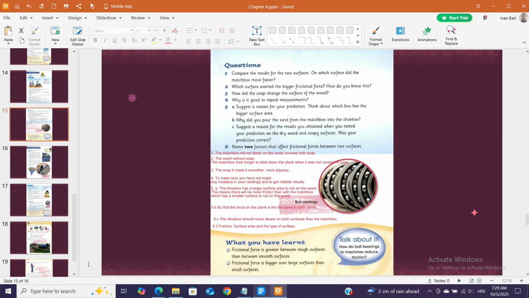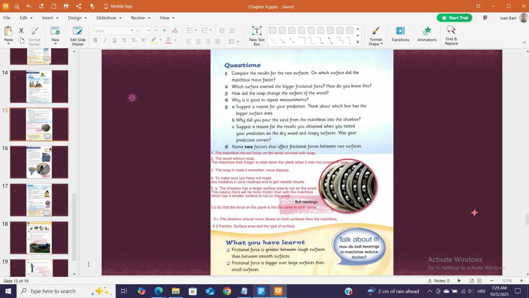Was your prediction correct? Name 2 factors that affect frictional forces between 2 surfaces. 1. The matchbox moved faster on the wood covered with soap. 2. The wood without soap. The matchbox took longer to slide down the plank when it was not covered in soap. 3. The soap made it smoother, more slippery. 4. To make sure you have not made any mistakes in your readings and to get reliable results.